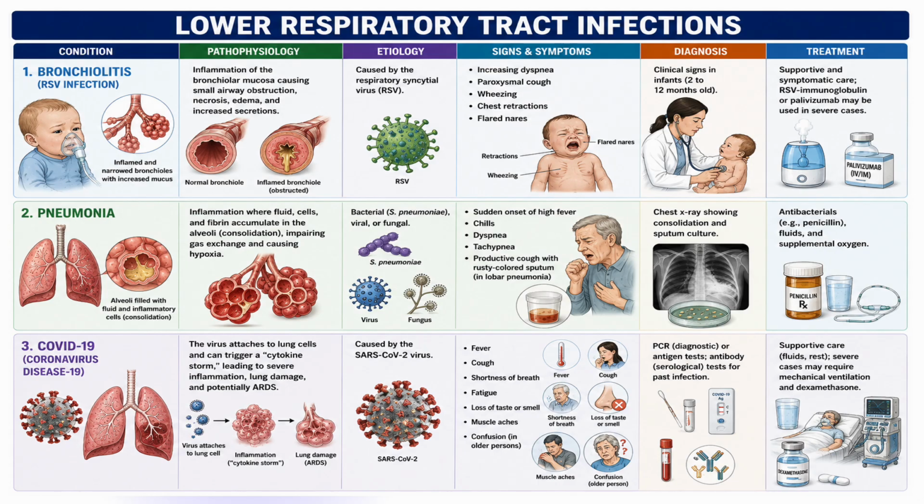Now let's talk about the lower respiratory tract infections. These tend to be a lot more serious because they directly affect the lungs and the gas exchange, right? So, for example, bronchiolitis, most commonly caused by RSV, is especially common in infants and causes inflammation and narrowing of the small airways. This leads to wheezing, coughing, and respiratory distress.